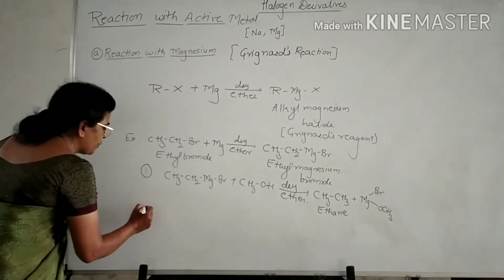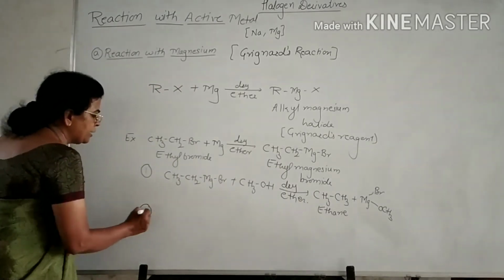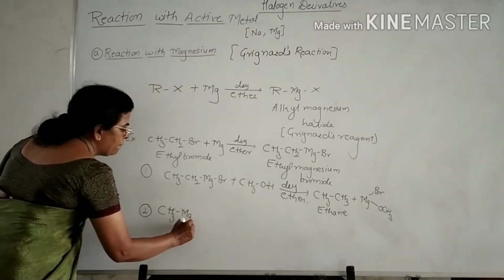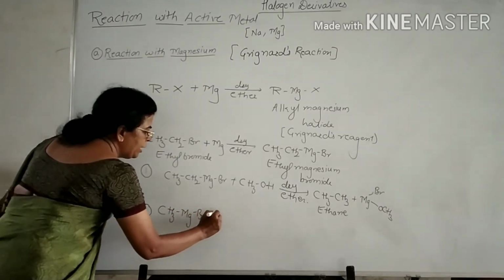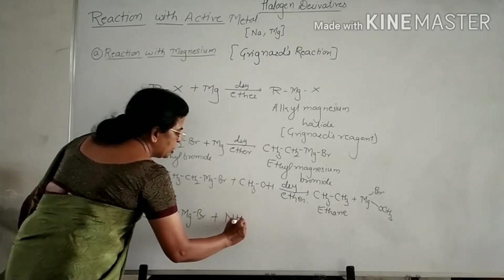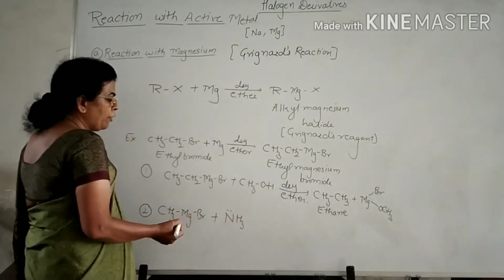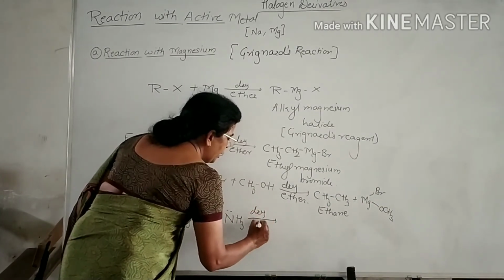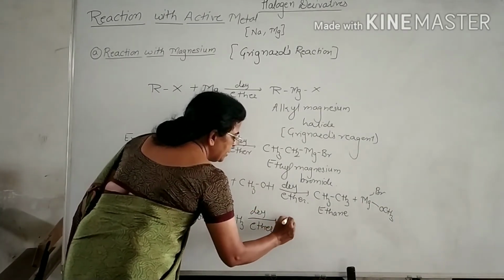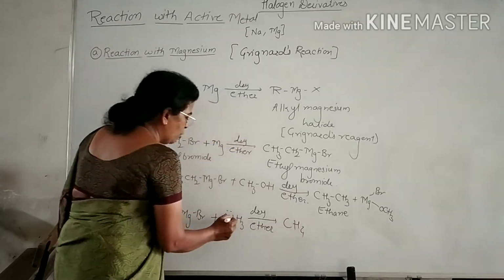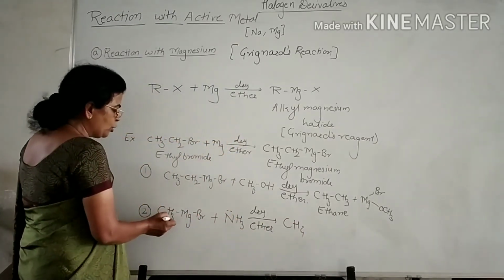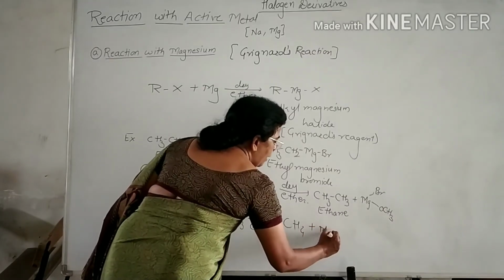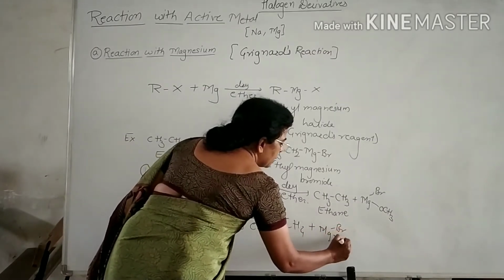Second example, if we take the example of CH3MgBr, that is methyl magnesium bromide, when it is reacted with ammonia NH3 in presence of dry ether, we will get methane, that is CH4. This hydrogen from ammonia gets attached to this CH3 group, plus MgBrNH2.